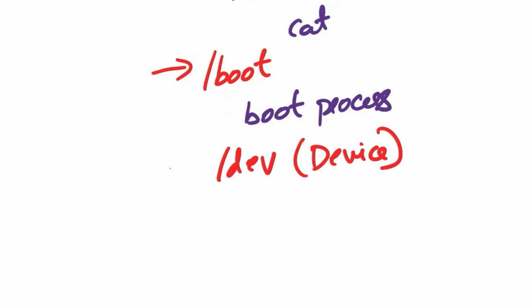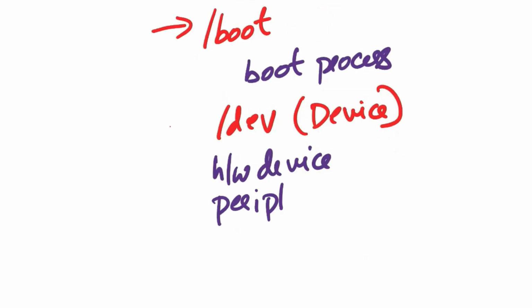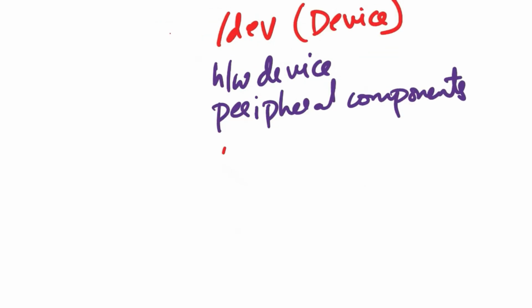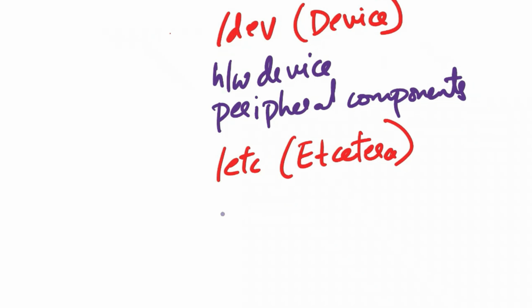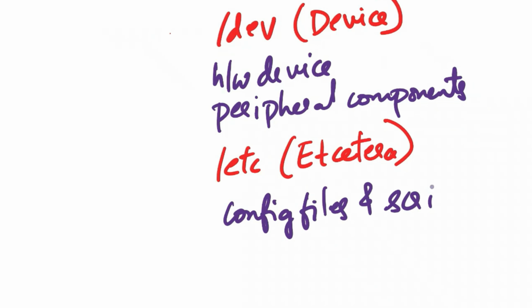Next, /dev, that is device. This directory contains device files that represent various hardware devices and peripheral components. These files allow interaction with hardware devices such as hard drives, printers, and input devices. Next, /etc, that is etc. This directory stores system-wide configuration files and scripts. It includes configuration files for the operating system, user accounts, network settings, and more.